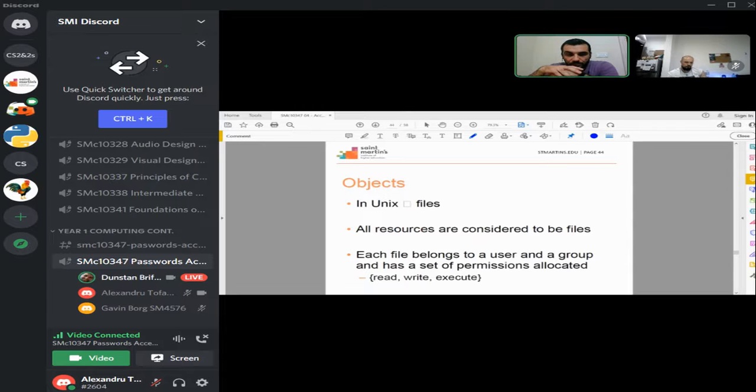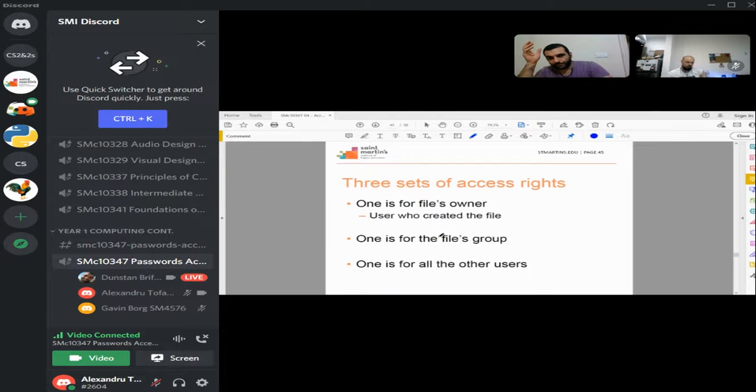In terms of permission, it allows read, write, or execute. Those are the three main permissions. And it works with sets. In fact, we've got three different sets of access rights. One set is for the owner of the file, who created the file, then for the group with whom that file is being associated, and for the rest of the world, which would be the other users. So users who are not the owner and do not fit within the group, right?